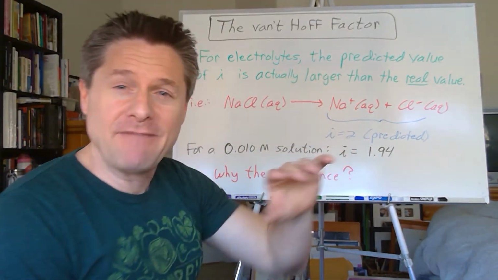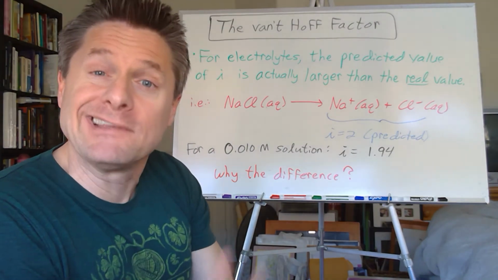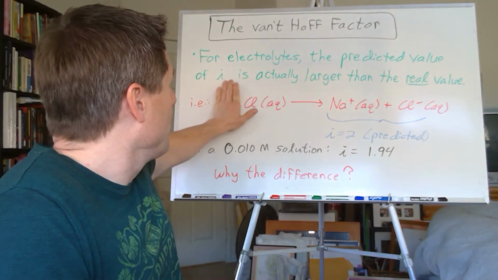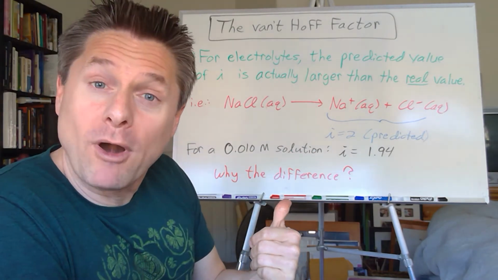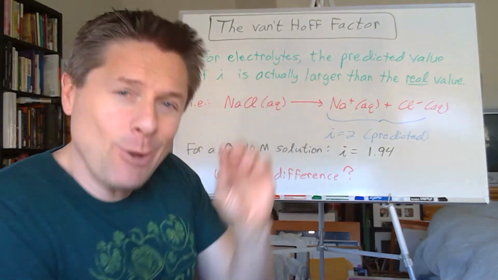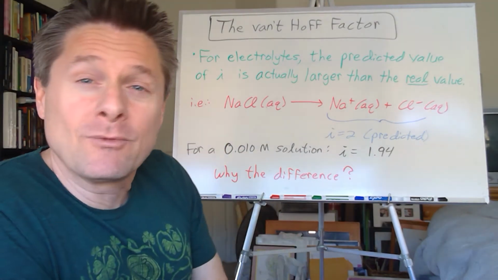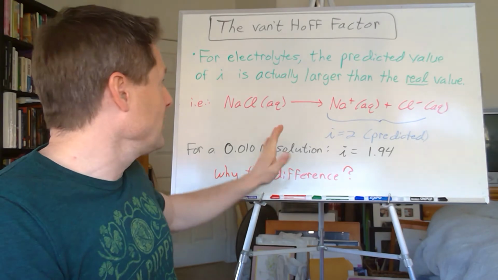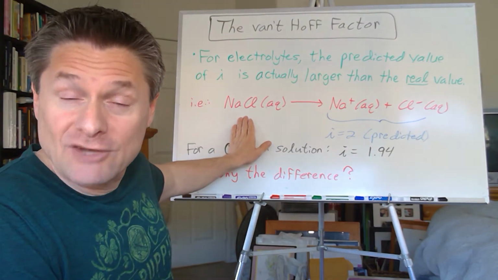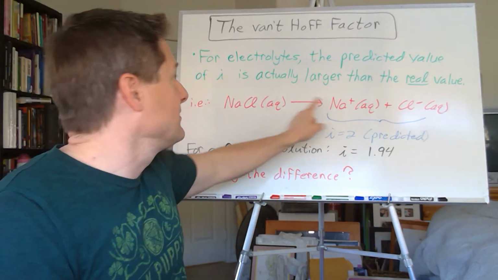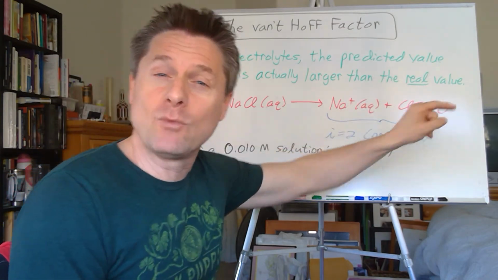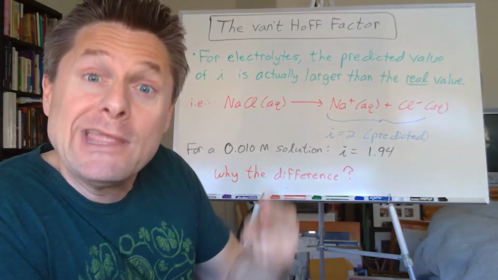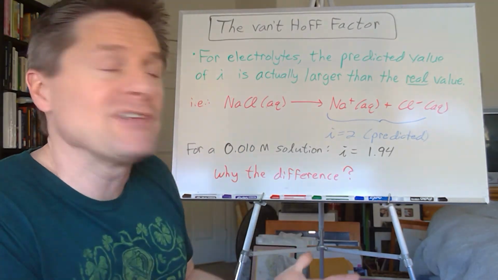The predicted value based on Svante Arrhenius's theory of electrolytic dissolution, what we predicted for i, like we did before, is actually larger than what it truly is in reality. Oh man, why does that have to be so complicated? For example, if we took sodium chloride, a strong electrolyte, soluble, 1 mole splits into 1 mole of sodium ions and 1 mole of chloride ions. So we would expect or predict the van 't Hoff factor to be exactly 2, 100% ionization, right?